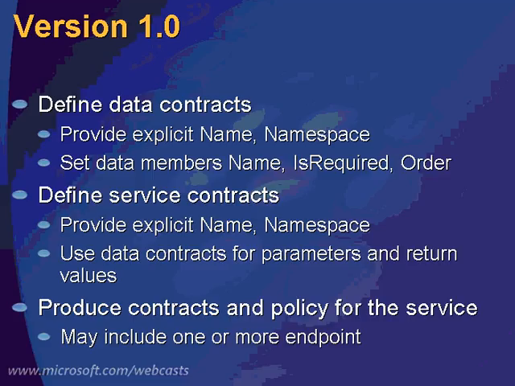So how do we work with this? Well, let's just consider, what do we do first, right? Version 1.0. I'm going to define some data contracts, which means I'm providing an explicit name and namespace like I talked about in the last webcast. I'm going to set data members and provide them with a name and whether or not it's required, to be explicit so that it's clear to developers, for example, if we need to make a change. And then also I'm going to provide an order to be explicit so that it's clear to developers if we need to make a change.